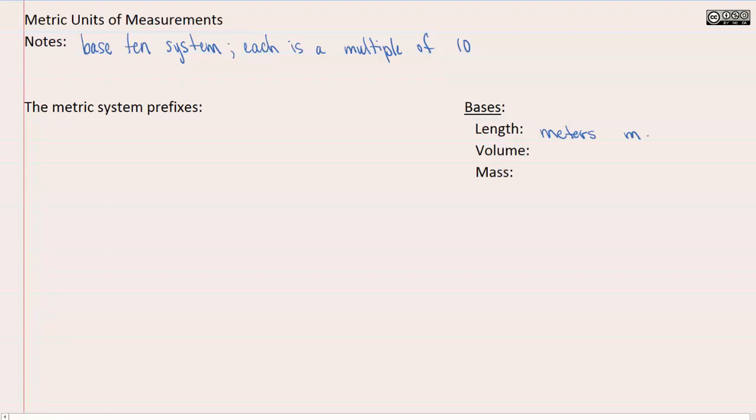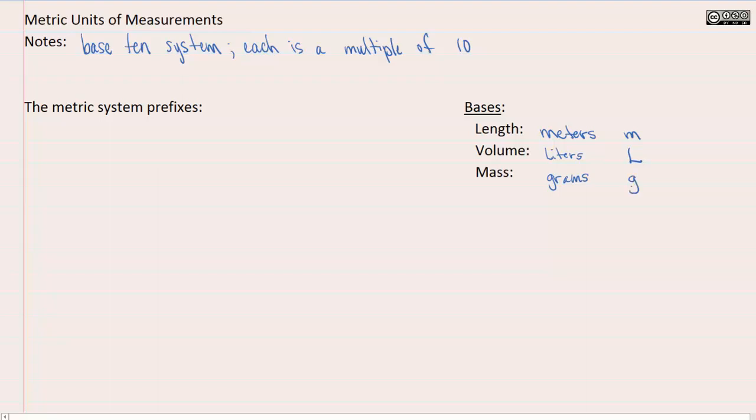When we'd like to measure volume, we measure it in liters. And liters is a capital L. And when we measure mass, it is measured in grams, and its abbreviation is a lowercase g.